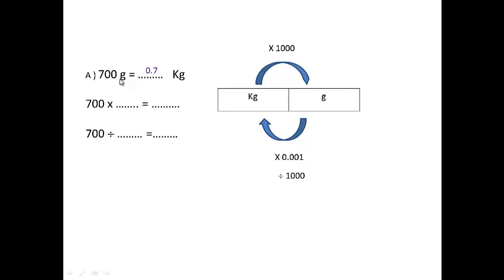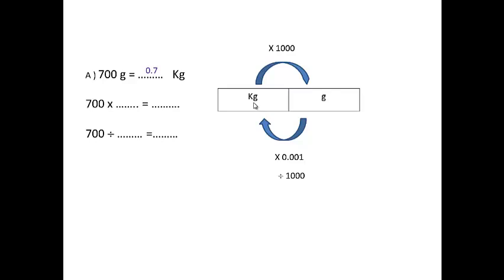Now we have here 700 gram equals 0.7 kilogram. Now this is a chart for kilogram. Kilogram for the heavy objects and gram for the light objects. From big to small, don't forget to multiply by 1000, only 1000. From small to big, divide by 1000, or if you want to use multiplication, don't forget to use the inverse of 1000, 0.001.